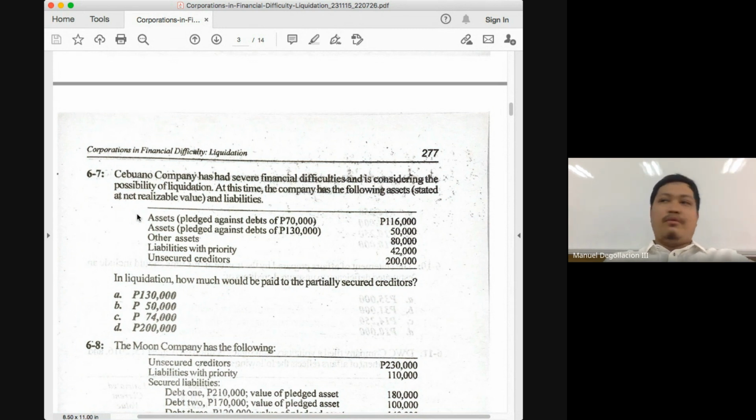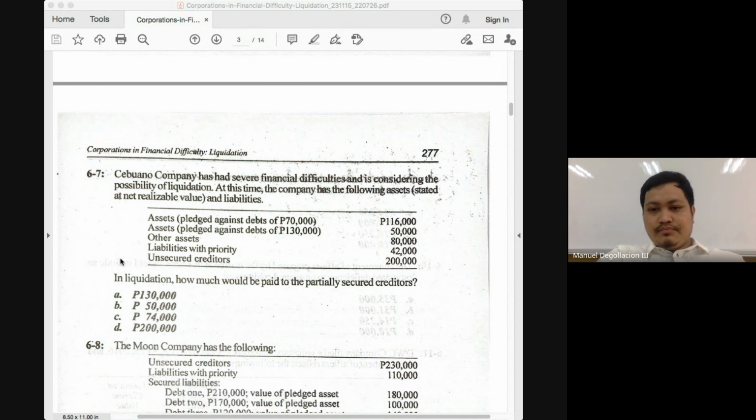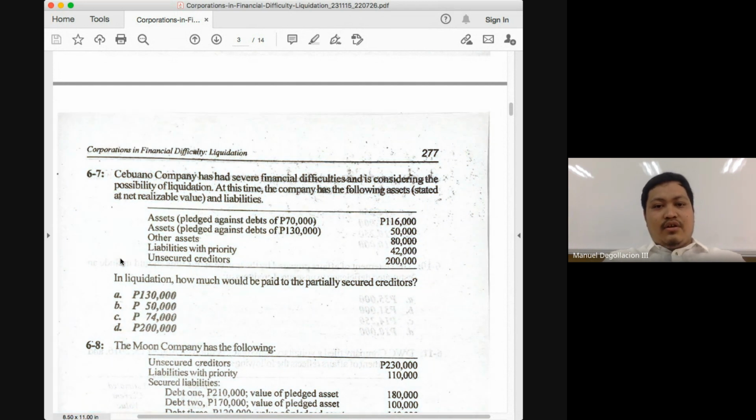And what are the two things to remember for the numerator, class? Add the excess, deduct the unsecured with priority, okay? So we begin with 80,000, and next would be to add the excess from the fully secured. We have assets of 116,000 pledged against liabilities of 70,000. So definitely we will have an extra 46,000.